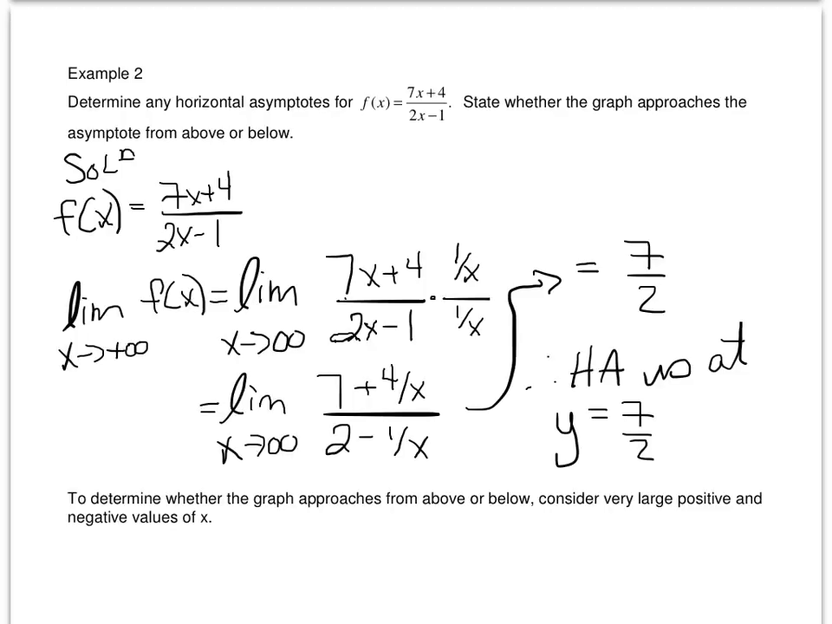Excellent. The next part says we need to figure out how it approaches the asymptote and whether it's from above or below. So to determine whether the graph approaches from above or below, consider very large positive and negative values of x. If I sub in a really large value of x and it turns out to come out over 7 over 2, then it's going to approach from above, and then vice versa for below. So let's try that.